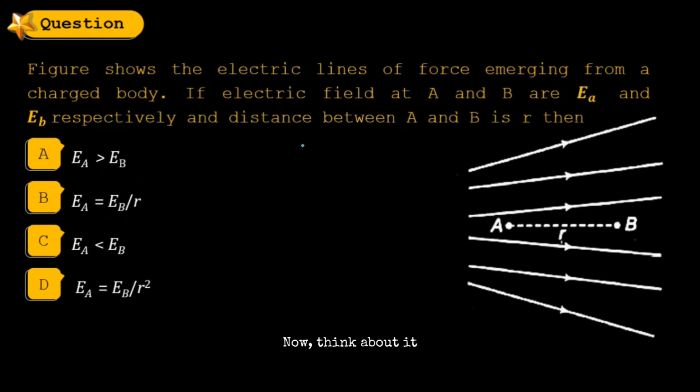Now, think about it. Point A and point B. What is the relation between the electric field at these points? I mentioned a point in previous slides, and that point will help you answer this question. See, I told you if the number of electric field lines is crowded in a particular region, the strength is more at that point. At which point can you see that the number of electric field lines is a little more than the other one?